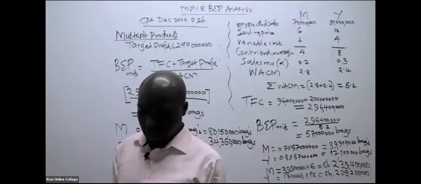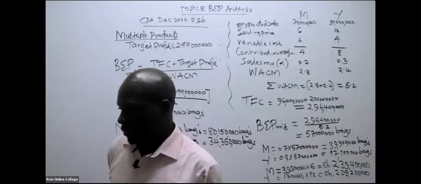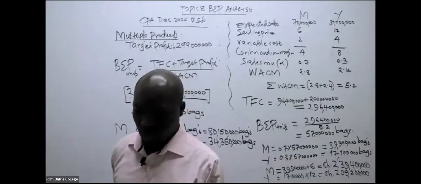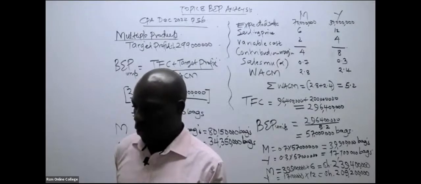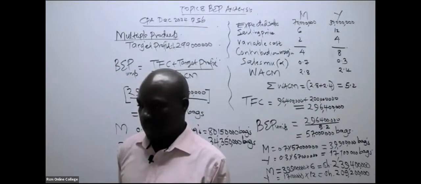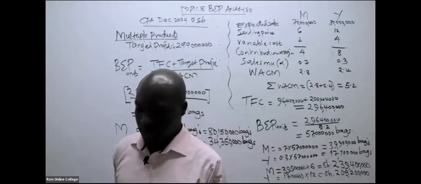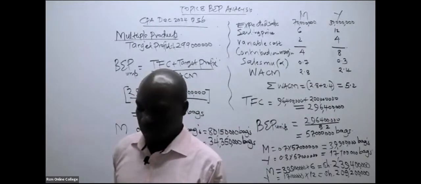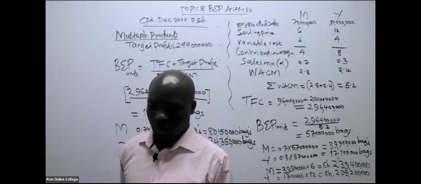Is it part of topic number 8? That is topic number 4. Question number 3B is topic number 4. Yes, CPA April 2024 has got a question under multiple products. Question number 3B of April 2024 CPA. You'll be able to get everything there.